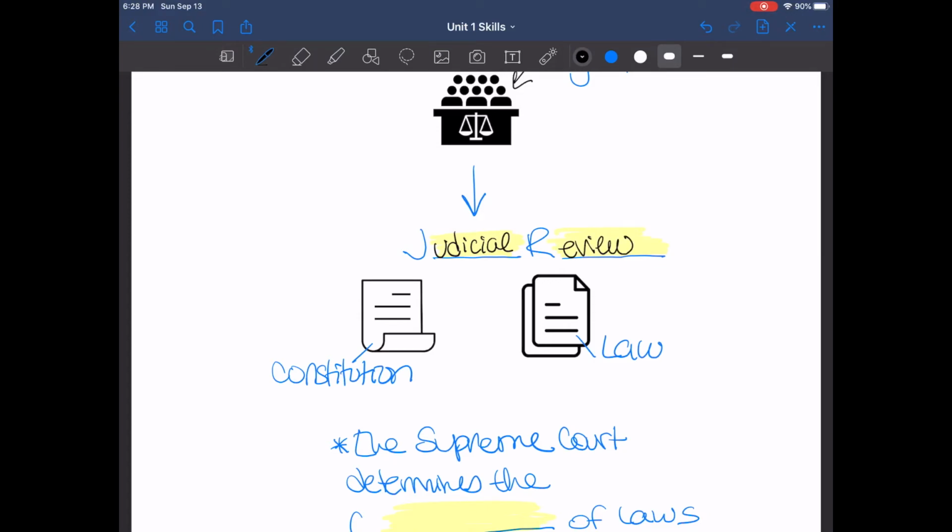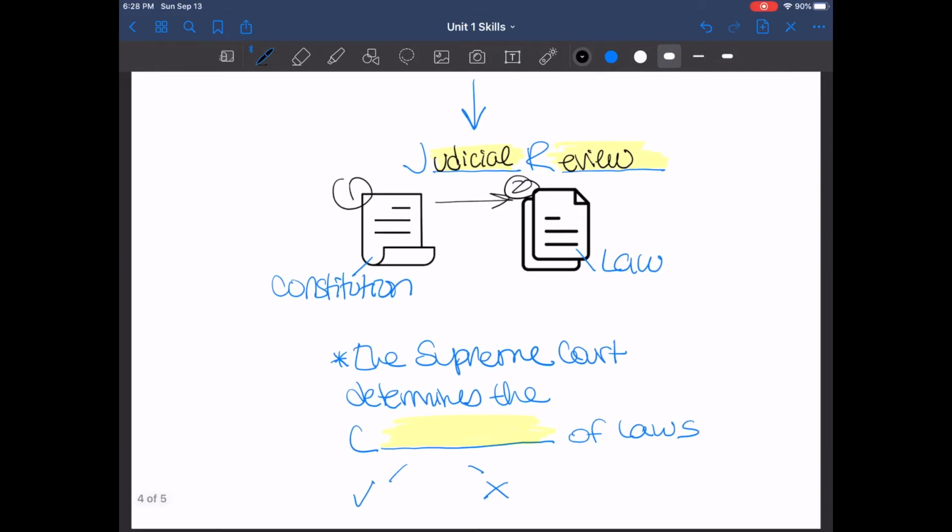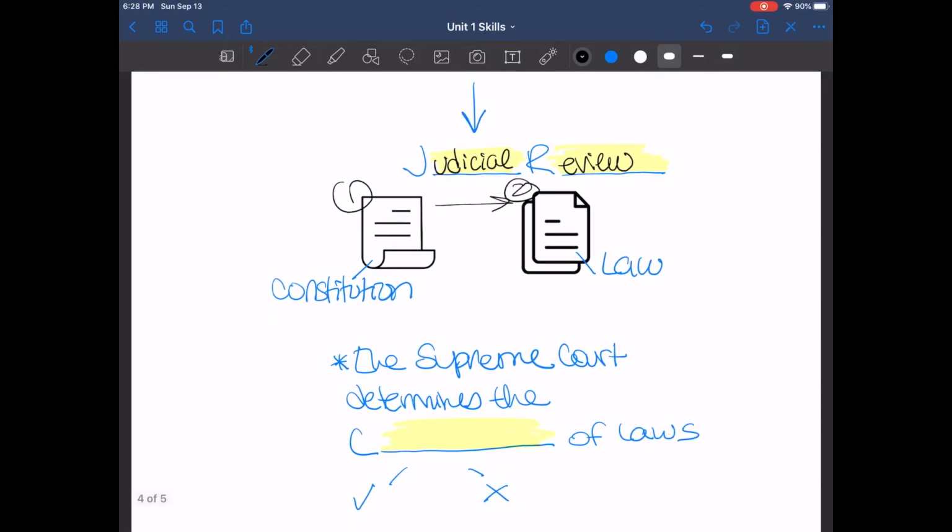Under judicial review, the justices look at the Constitution and compare it to laws written by Congress and or state governments. And they determine whether or not those laws are constitutional. So the Supreme Court determines the constitutionality of laws. If they say it's constitutional, then it's a good law. If not, it's a bad law.